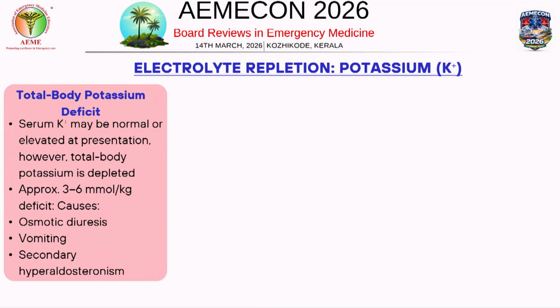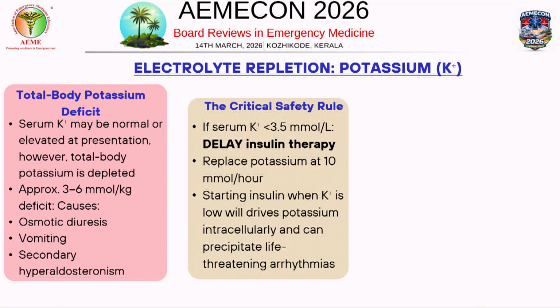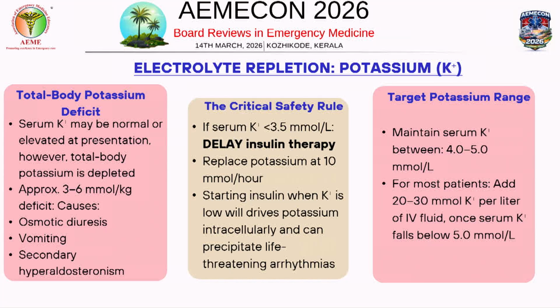Electrolyte repletion, we have already told, potassium is the major player there. The critical safety rule is to delay the insulin therapy if the potassium value is less than 3.5. Correct potassium, once it is more than 3.5, start insulin. How to give it? We have to give around 10 millimole per hour. So what we usually do is that for every 1 liter fluid that the patient is receiving, add around 20 to 30 millimoles of potassium, and it has to be maintained between 4 to 5.